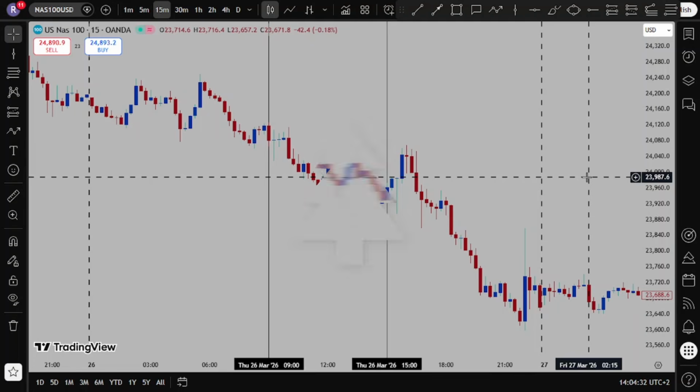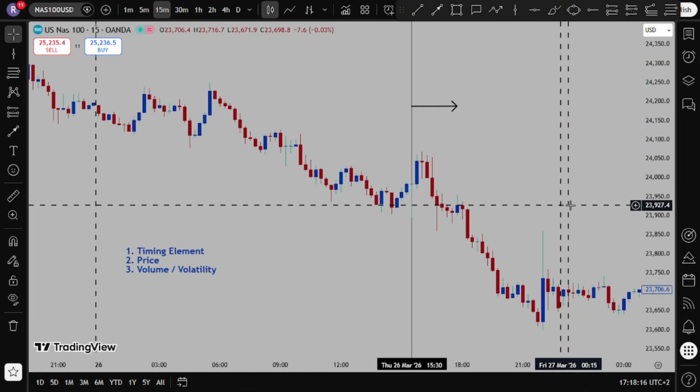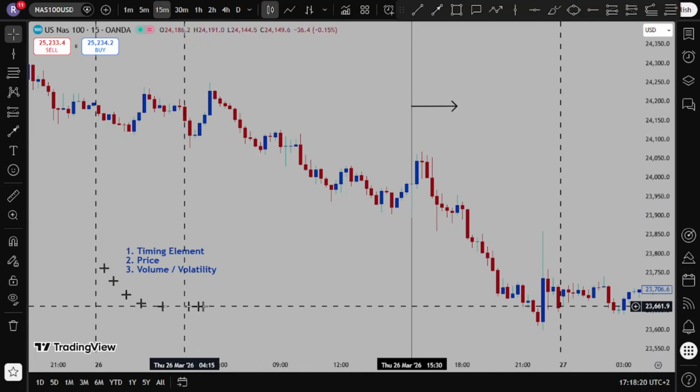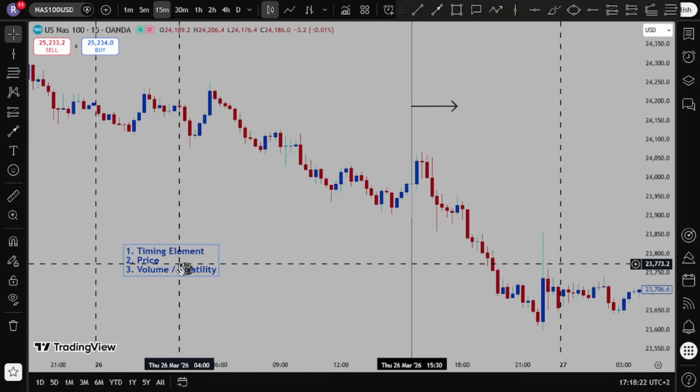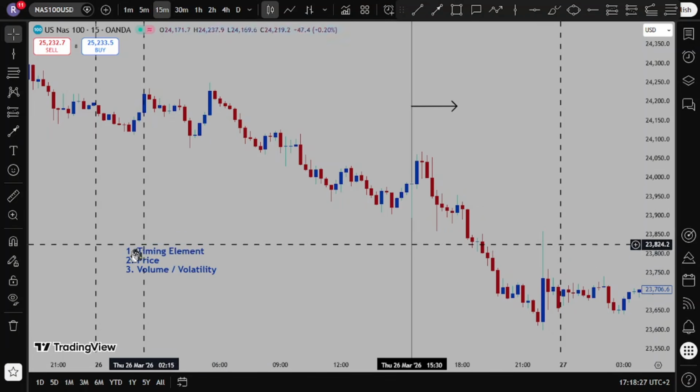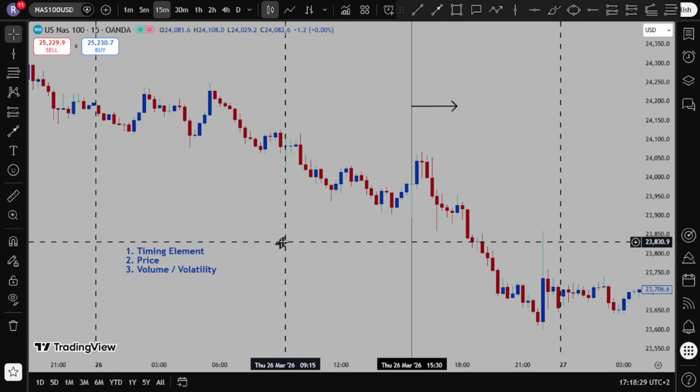Let's go. Now we are on the real price chart, or clean chart, of the NQ, the Nas100. And we have three elements here: the timing element, price, and volume or volatility. My trader model is built around these three elements that you're seeing right here. So they are so important.